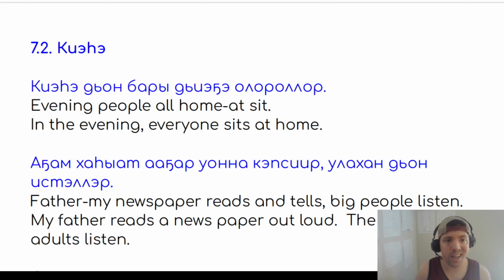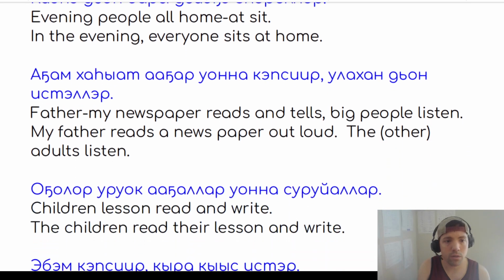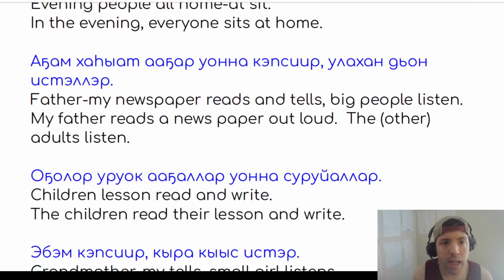7.2, Kieche, in the evening. Kieche, John, bare, Kieche, alor. In the evening, everybody sits at home. Literally all the people. Aram, chachrat, agar, wanna, kepsir, olachanjon, isteller. My father reads the newspaper out loud, or literally, he reads the newspaper and tells it. The adults listen. The other adults listen.